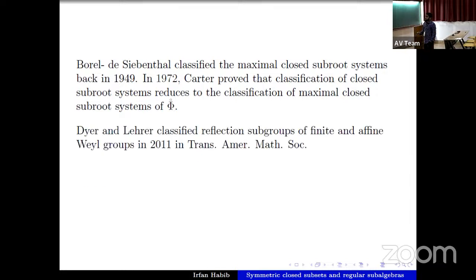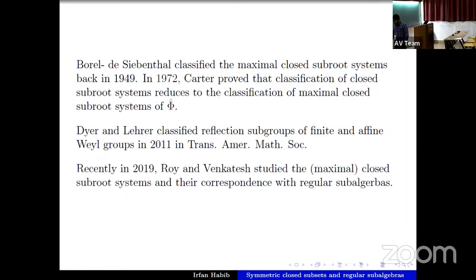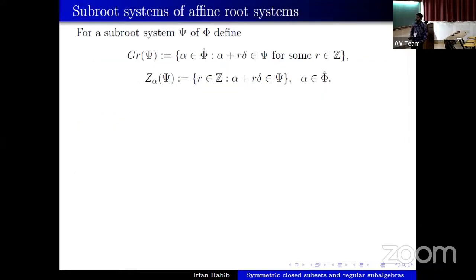Okay, so Dyer and Lehrer classified reflection subgroups of finite affine Weyl groups in 2011, but their classification is a little less explicit, and it was made more explicit recently, in 2019, by Roy and Venkatesh. Not only did they classify maximal closed subroot systems, but they also studied their correspondence with the regular subalgebras of an affine algebra generated by them.